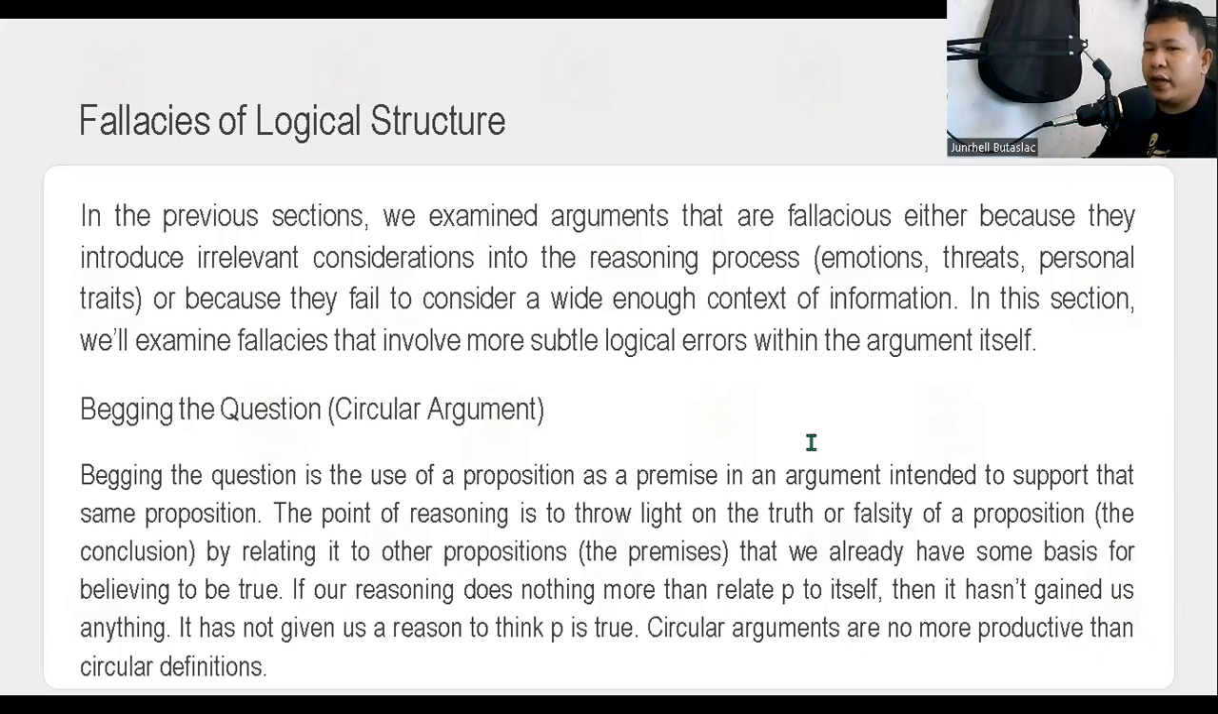Then there is accident as well. Hasty generalization is a fallacy that can occur in moving from a particular case to a generalization. There is also a fallacy called accident. That can occur when we move in the opposite direction, by applying a generalization to a particular case.